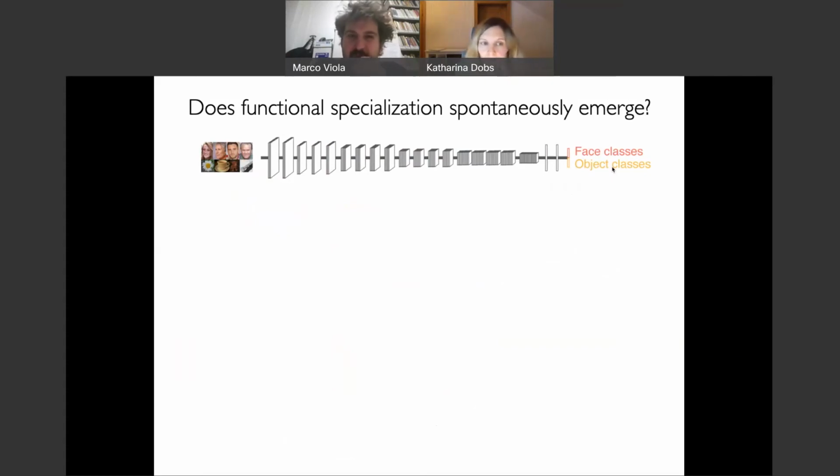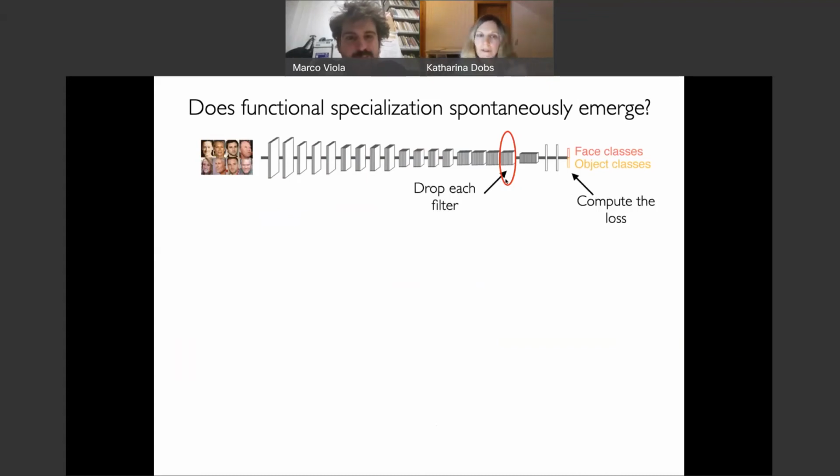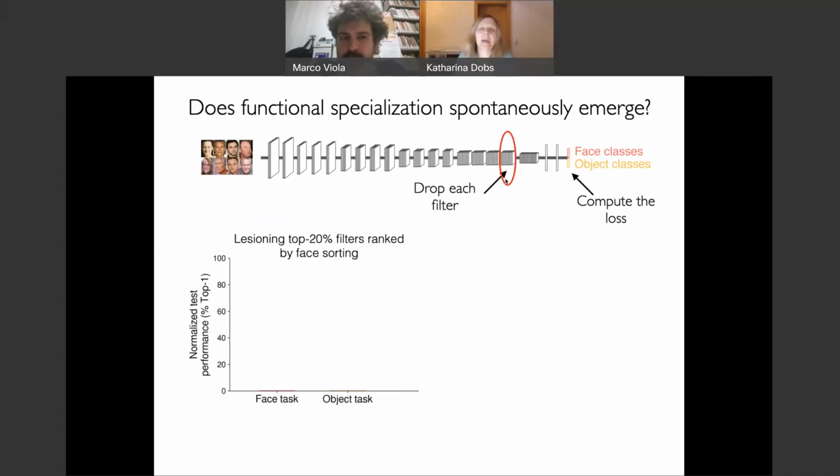system. So we took our dual task network and dropped every single filter in the last convolutional layer. So we lesion the filters, set their output to 0, and then show it batches of face images. And we compute the loss, so we compute the performance at the output of the network. And the idea is, if a filter is relevant to discriminate faces and you lesion it, then the loss should increase, right? Your performance should go down. If it's not relevant for the task, then dropping it shouldn't matter. And when you do this for all the filters in the network, you get a ranking.